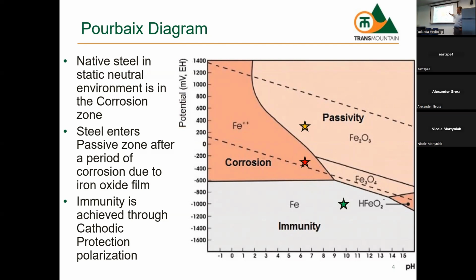So on this y-axis, it's going down from the corrosion area into the immunity area, which is immune from corrosion. The second thing is we're increasing the pH. We're becoming more alkaline. We're going right on the x-axis from a more neutral pH to an alkaline pH. So that's why you see the green star over here, which is still in the immunity section of the Pourbaix diagram. So that's what we're doing with cathodic protection.